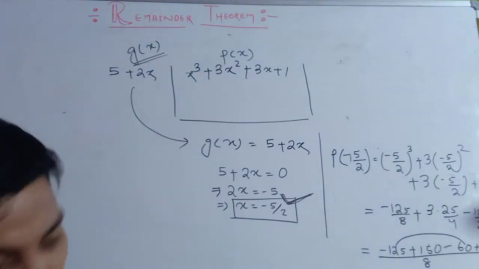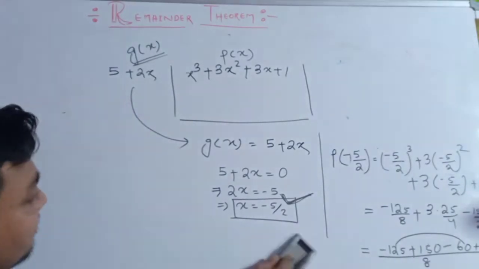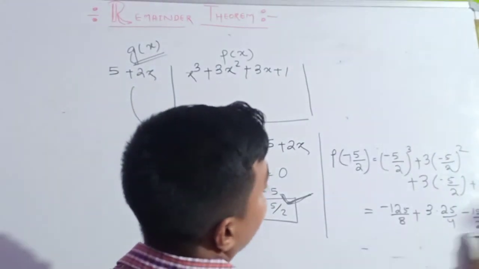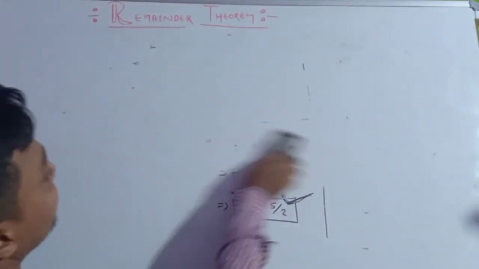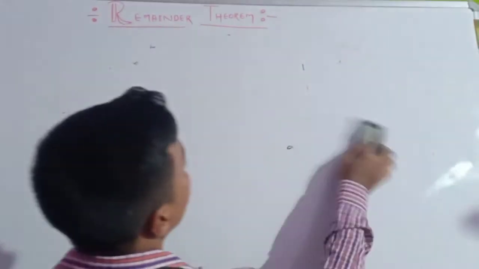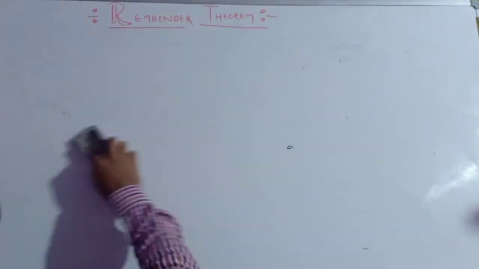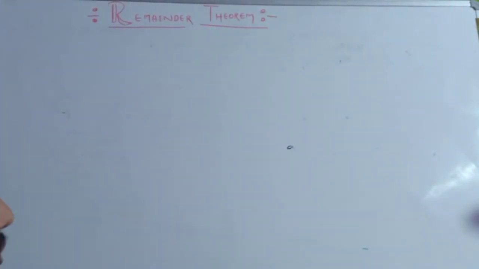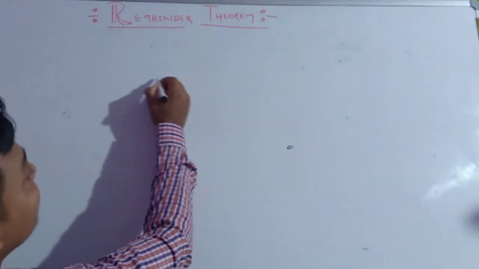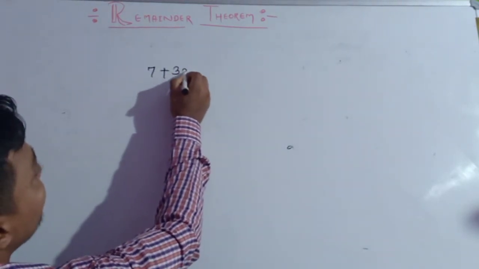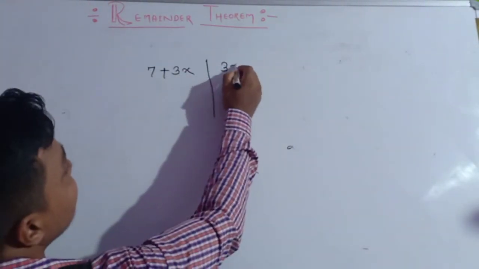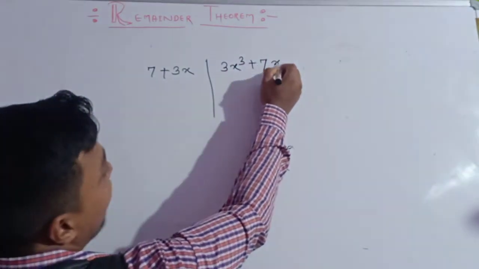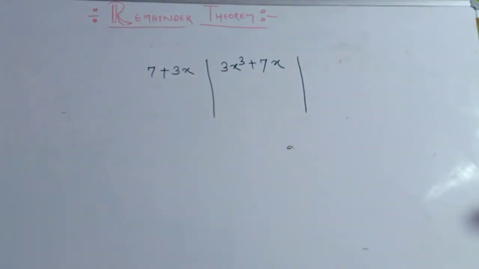Now I am showing you another variety of question. Let's see if you can understand it. The question says you just have to check whether 7 plus 3x is a factor of 3x cube plus 7x or not. It means you just have to check whether this one is a factor of this one.